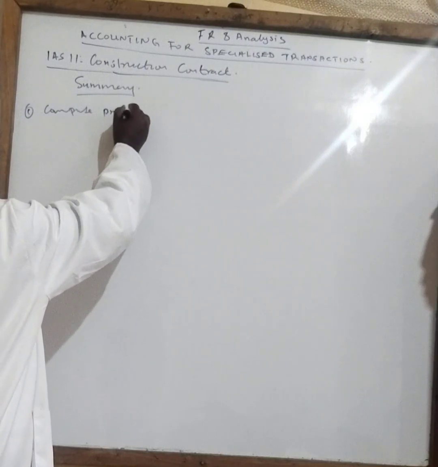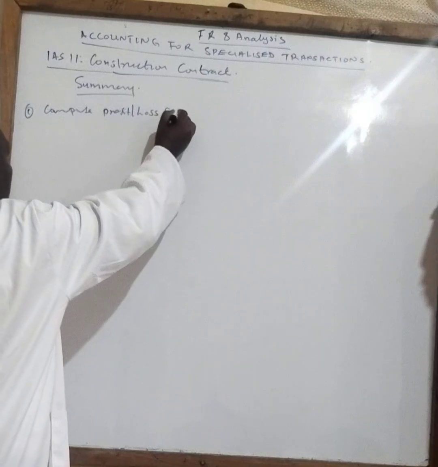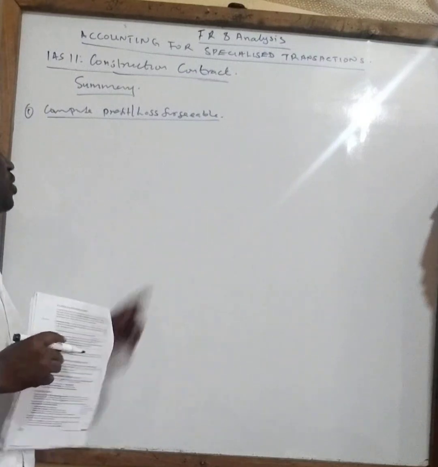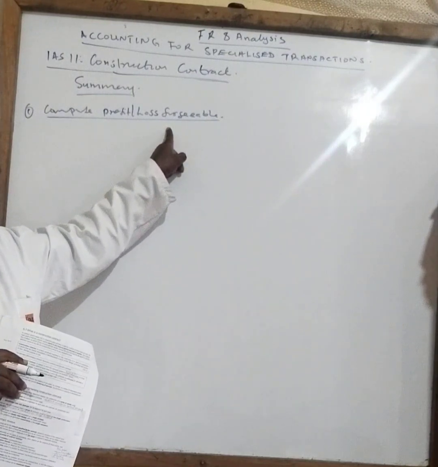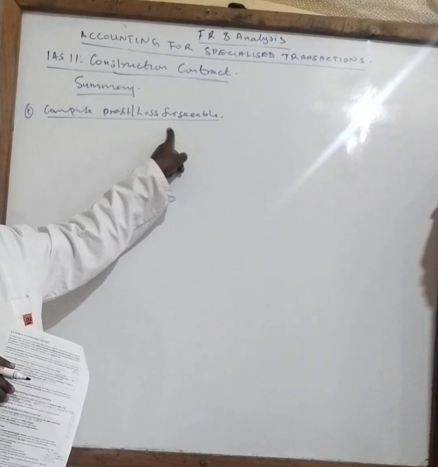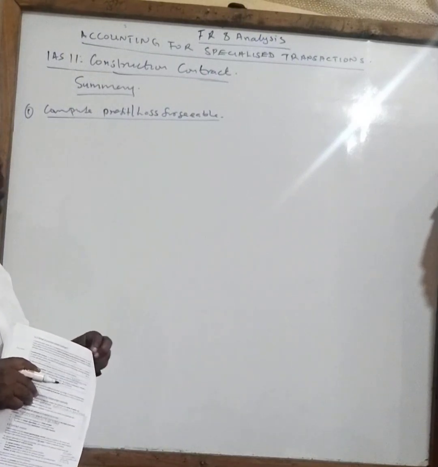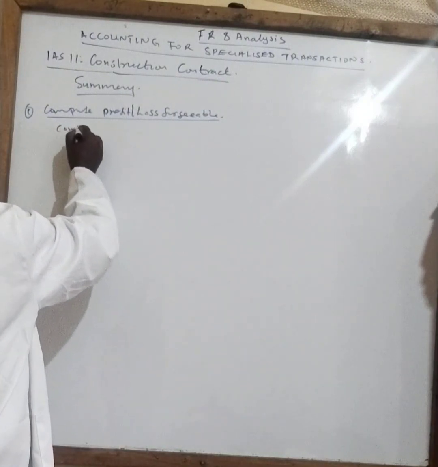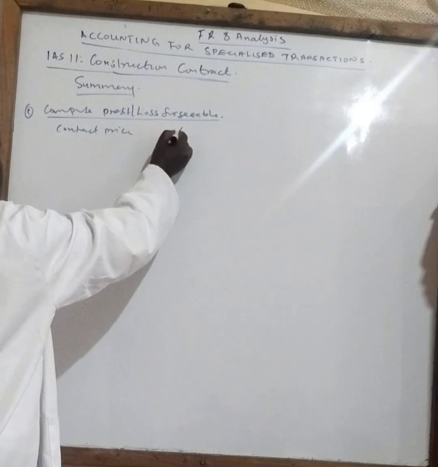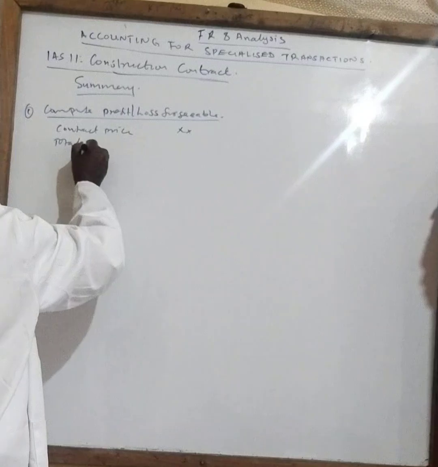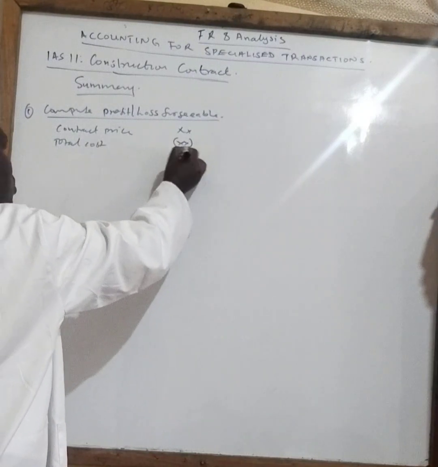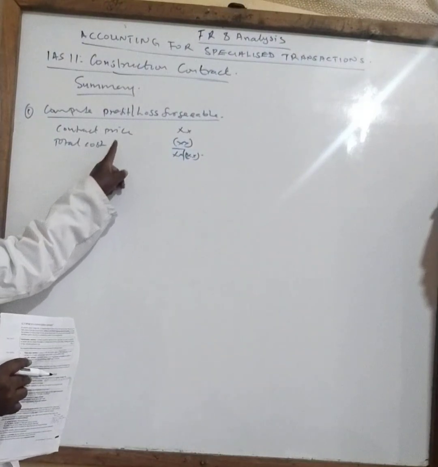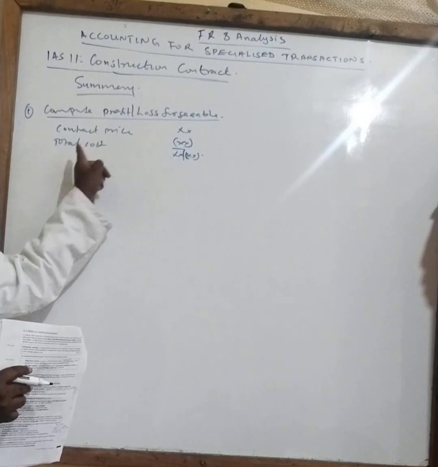profit or loss foreseeable. In this case, we are trying to project whether the contract will make a profit or a loss. For us to foresee this, we need to compare the contract price and the total cost. So I will take the contract price minus the total cost. If you subtract, you can either get a loss or a profit.